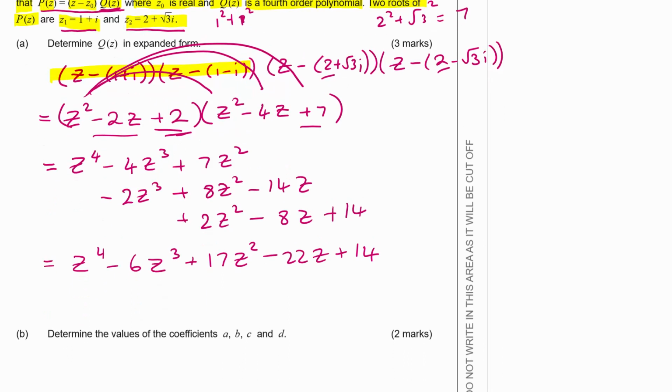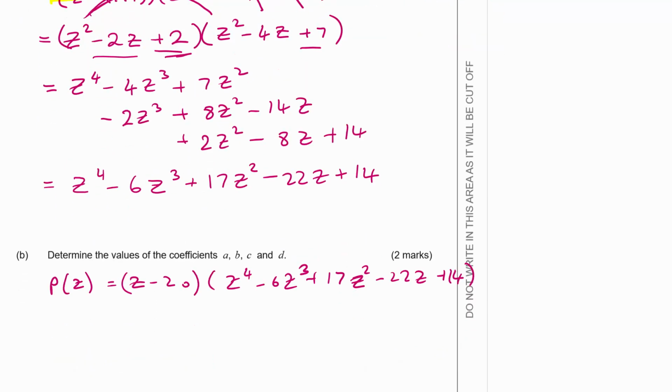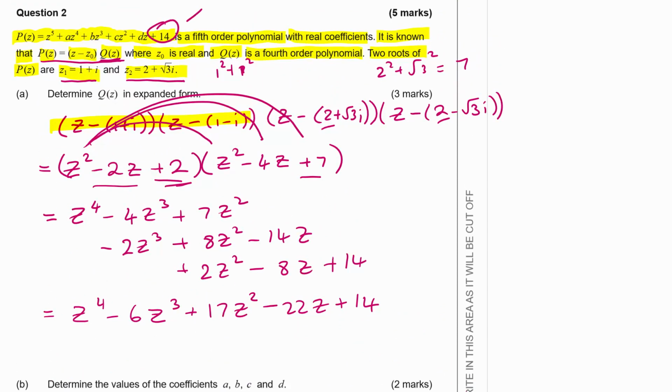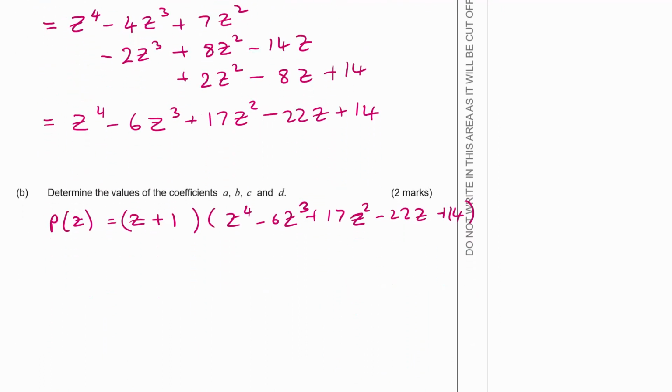We now want to determine the values of the coefficients a, b, c, and d. Well, if you think about p of z, we were told it was z minus z naught times q of z, which is this thing here, z to the 4 minus 6z cubed plus 17z squared minus 22z add 14. So to get the plus 14 on the end here of the p of z, this needs to be z plus 1. And so we can expand out.